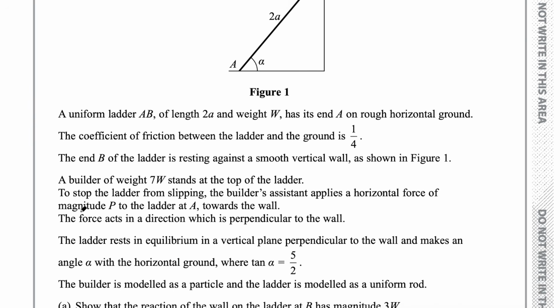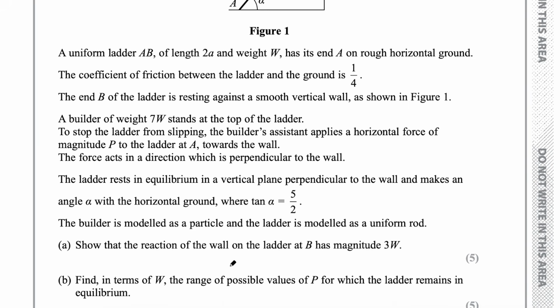The ladder rests in equilibrium in a vertical plane perpendicular to the wall and makes an angle alpha with the horizontal ground where tan alpha equals 5/2. The builder is modelled as a particle and the ladder is modelled as a uniform rod. And part a says show that the reaction of the wall on the ladder at B has magnitude 3W. Okay, quite a lot of information to take in there.